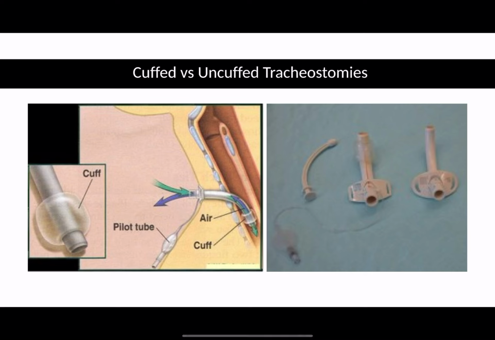So let's think a little bit about the different types of tracheostomy. And I think the most fundamental difference and the most important one is looking at those that are cuffed versus uncuffed tubes. Now, when you look at a patient from the front, you will immediately be able to tell which is a cuffed tracheostomy versus an uncuffed tracheostomy.